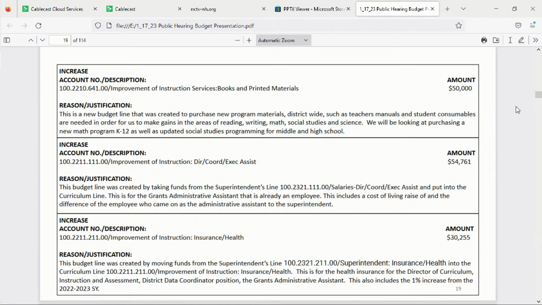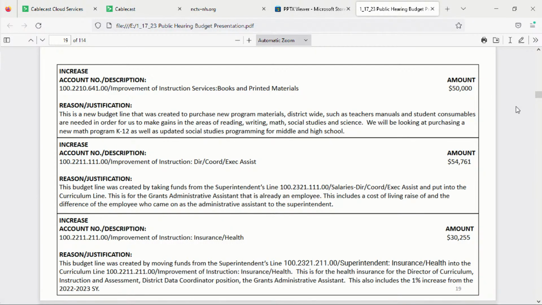The $54,761 increase is coming from the line Donna was just referring to. You'll see that noted in the reason and justification. So that position came into my lines along with the health insurance, and it is a little bit more of a cost because of cost of living.